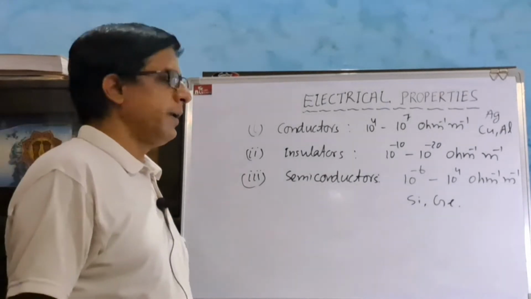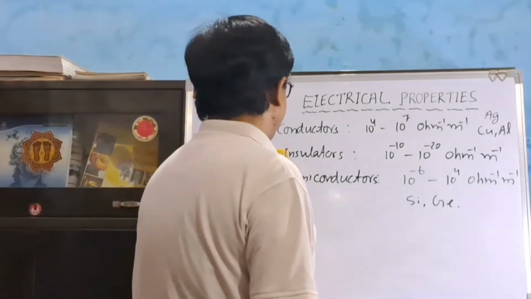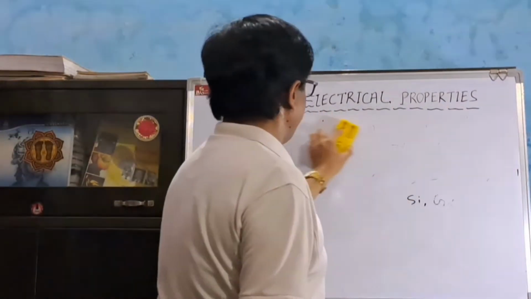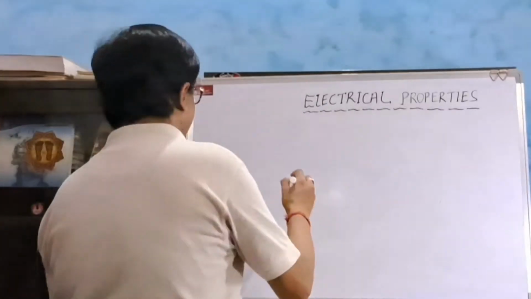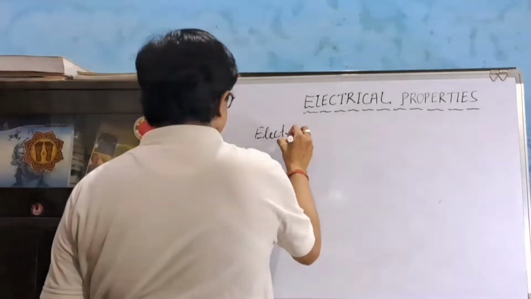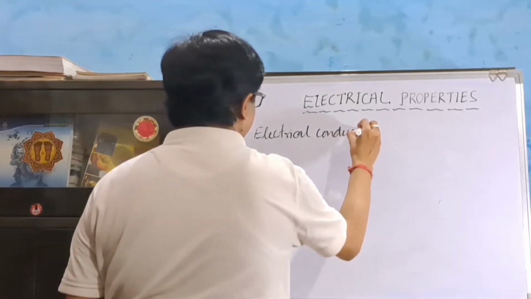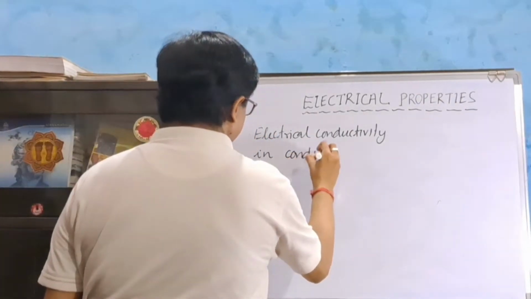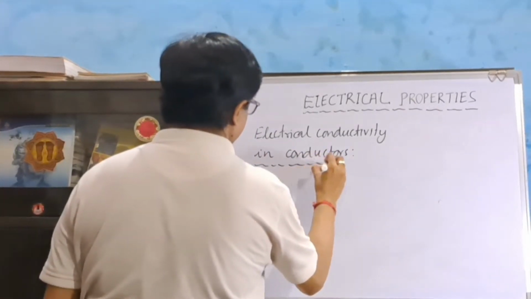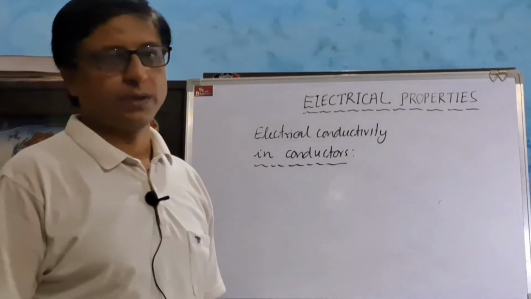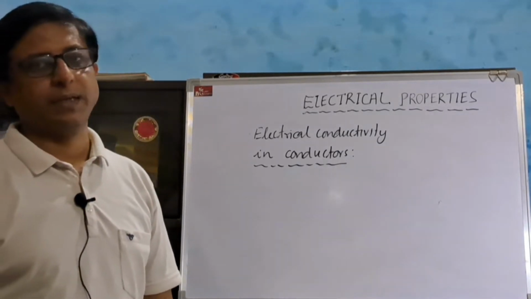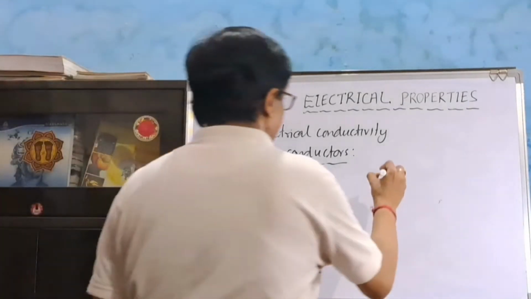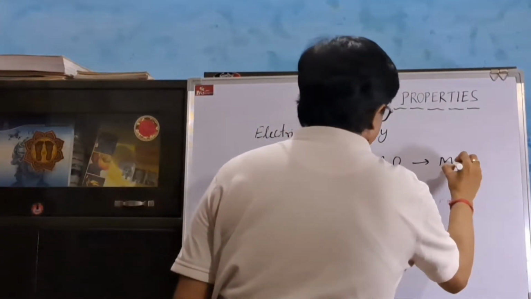Now, we can explain the electrical conductivity in case of conductors, semiconductors and insulators. The electrical conductivity in case of conductors or metals is due to the presence of valency electrons. The atomic orbitals present in metals combine to form molecular orbitals.